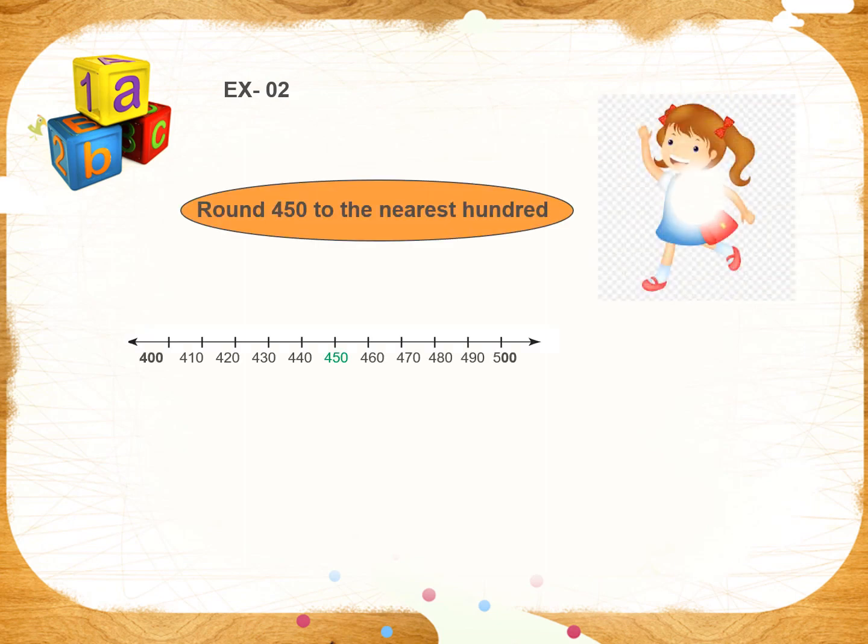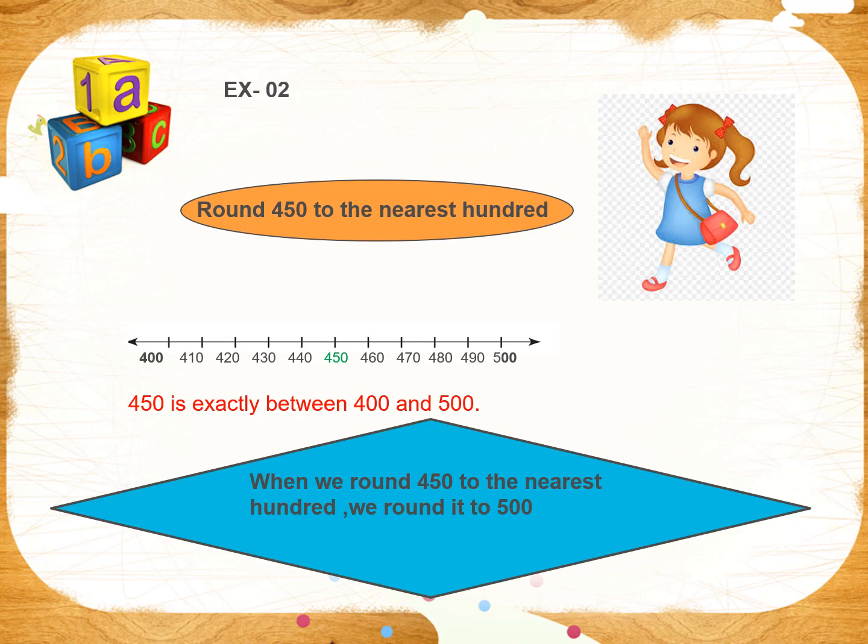Okay children, let's see example 2. Round 450 to the nearest 100. 450 is exactly between 400 and 500. When we round 450 to the nearest 100, we round it to 500.